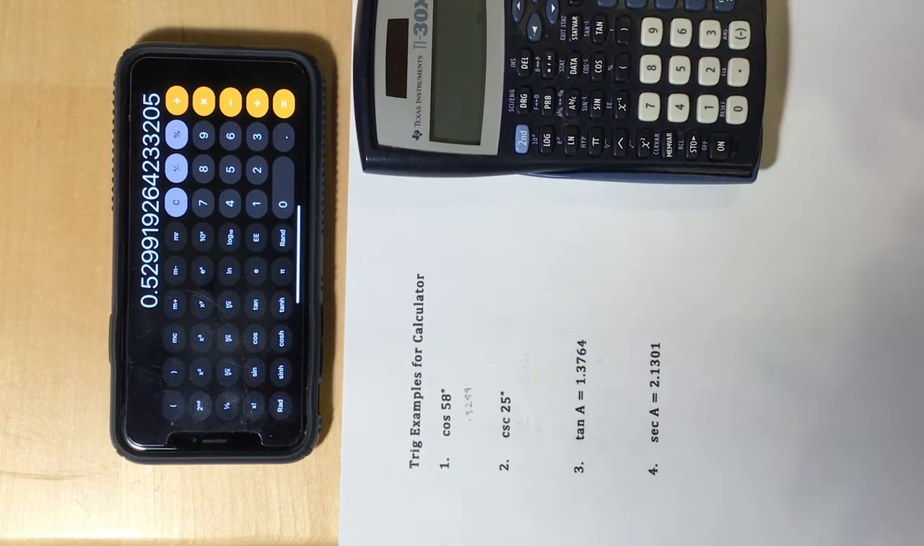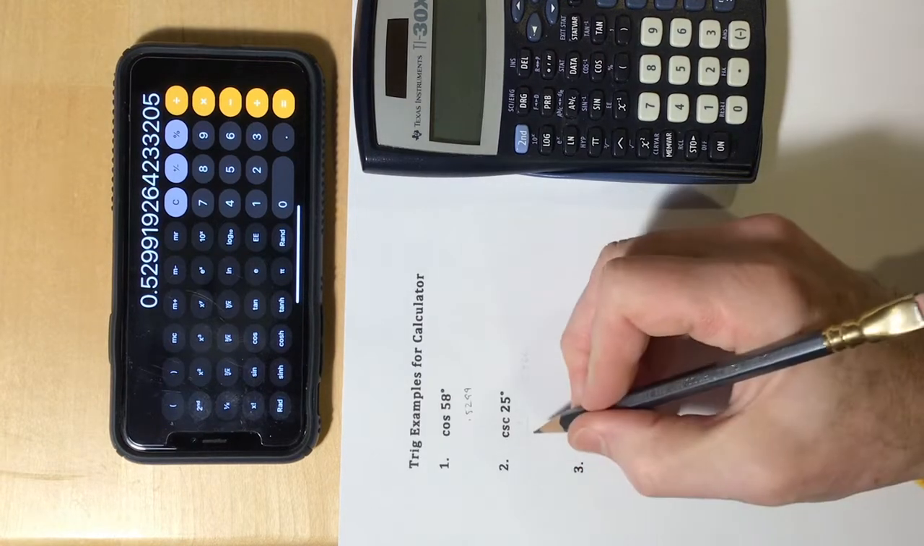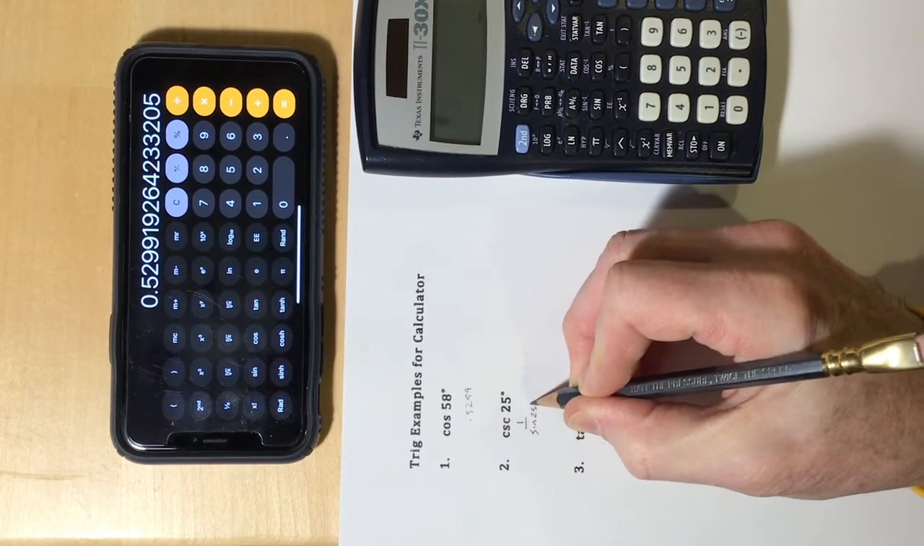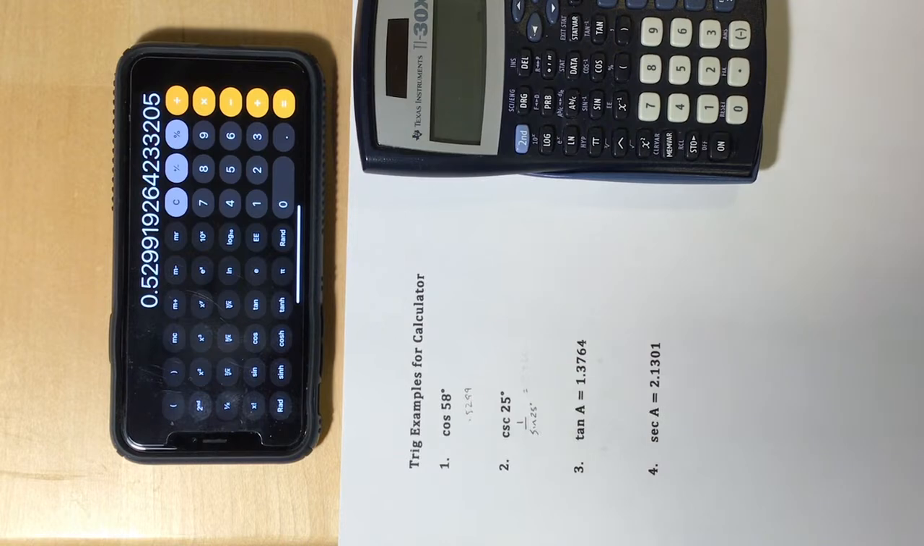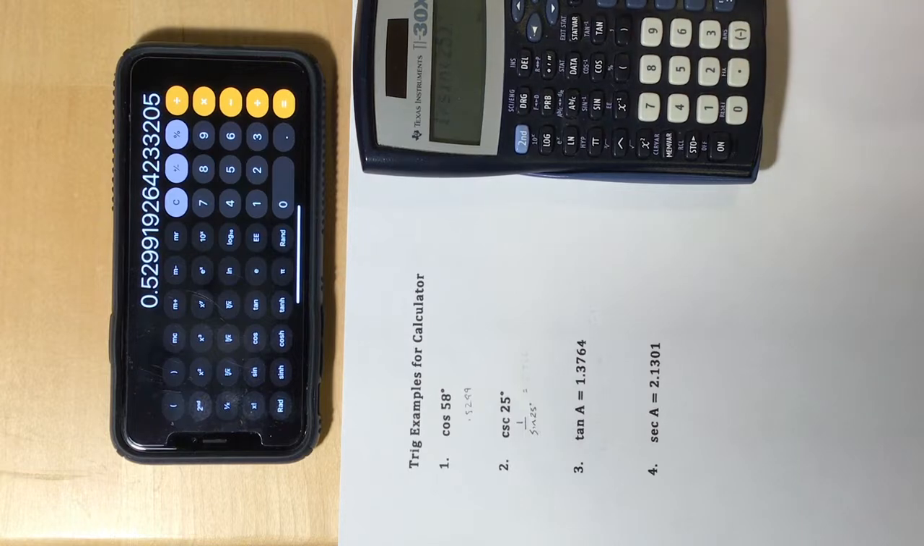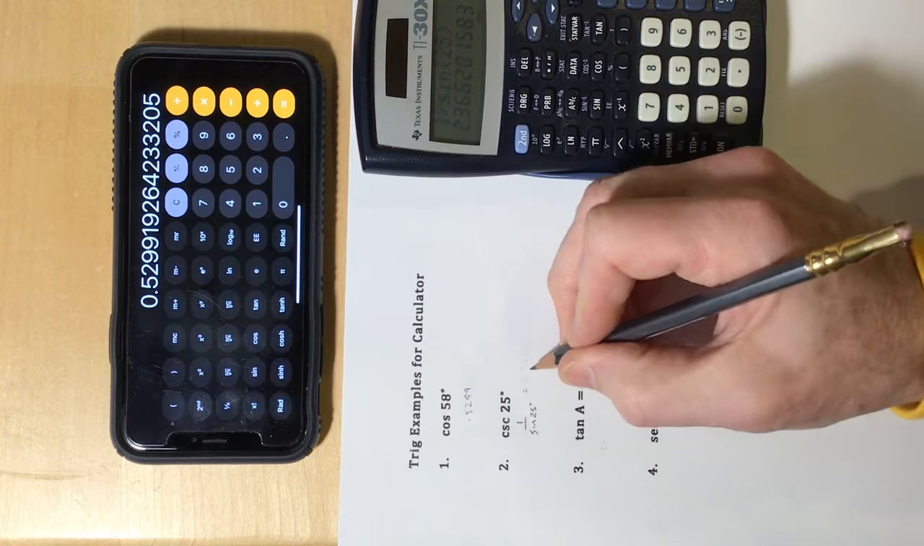Now, the reciprocal functions are harder, like the secant, the cosecant, and the cotangent, because these are flipped. In other words, cosecant is 1 over the sine of 25 degrees. So basically just do that on your calculator, which is nice. Just go 1, then divided by, then hit the sine of 25 degrees, and you should be good to go there. 2.3662.